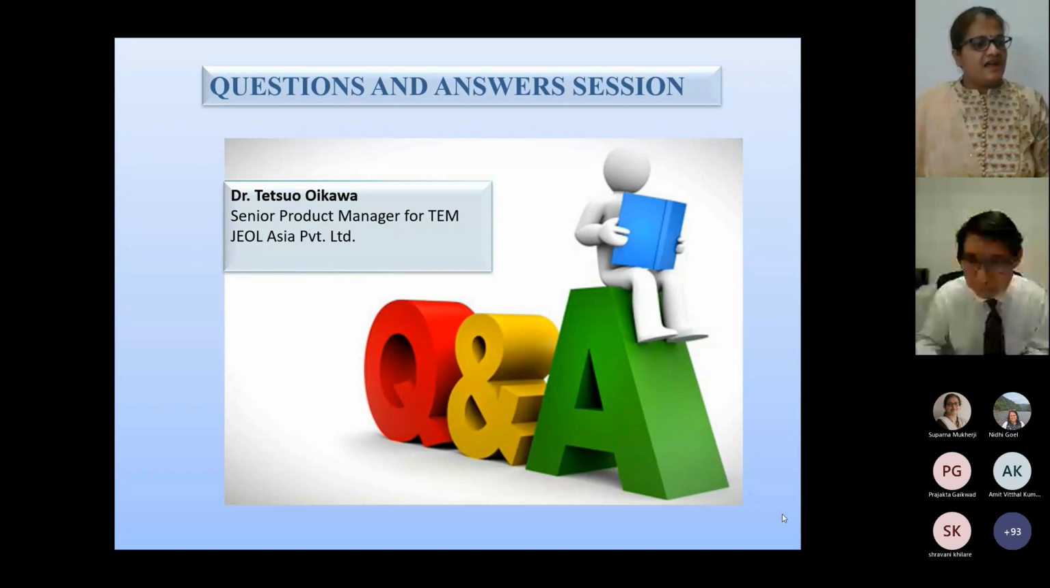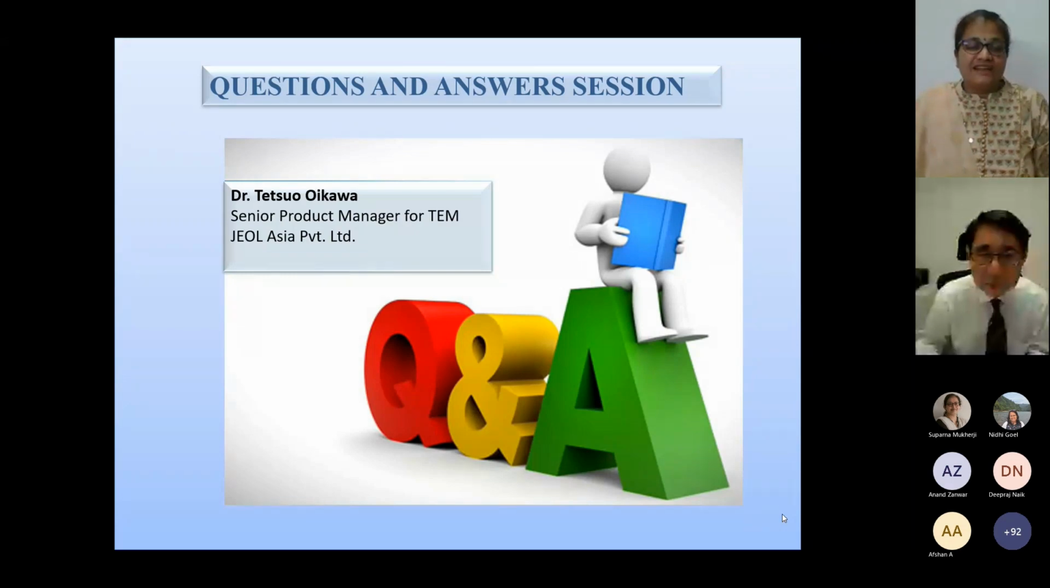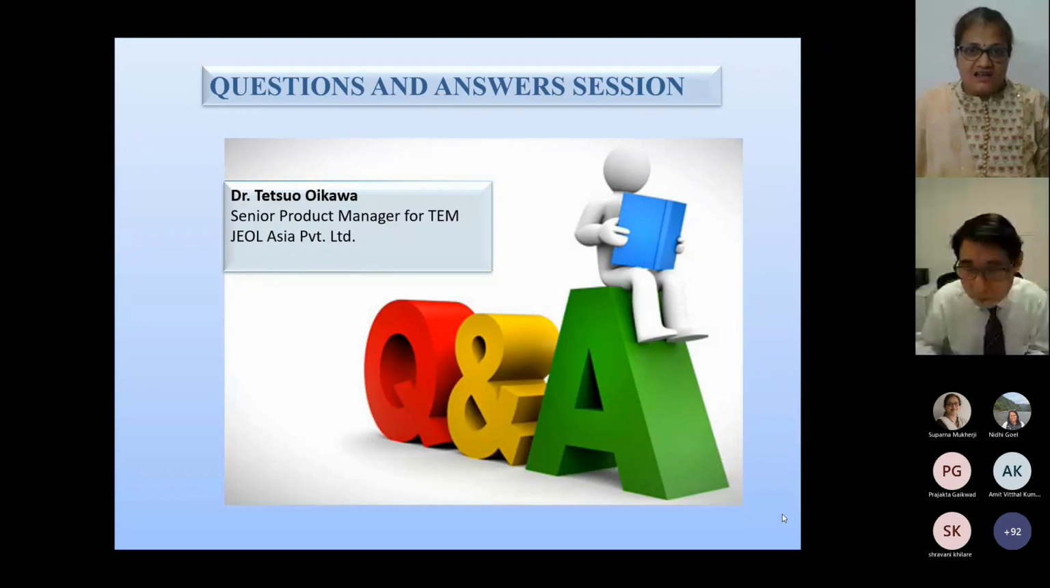So, as mentioned, HRTEM can be used for biological sample analysis. Is it useful for the analysis of an emulsion with higher water content? Pardon, water included sample? Emulsion. Okay, yeah, possible.